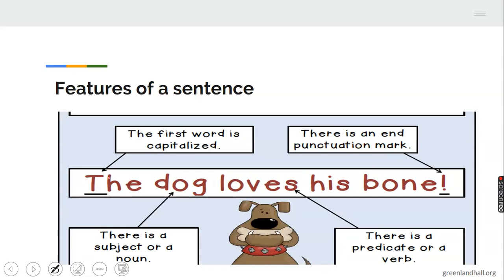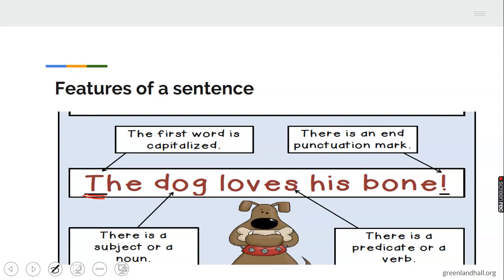Alright, let's quickly go to the next slide and see the structure or the features of a sentence, as I told you in the objective. The first word is capitalized. What it means is that the first letter of the word is capitalized. You can see T here is in capital letter. So what am I trying to say? When you want to start a sentence, you must start it with a capital letter. All sentences start with a capital letter.